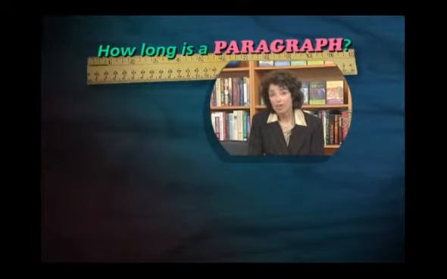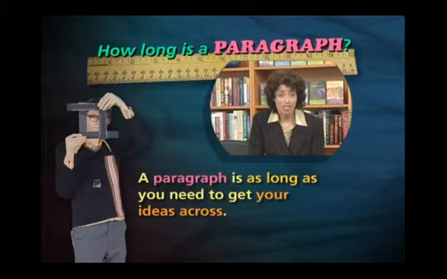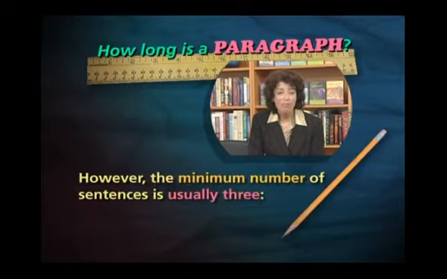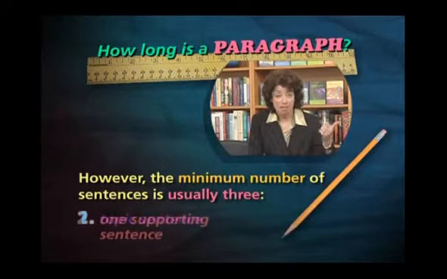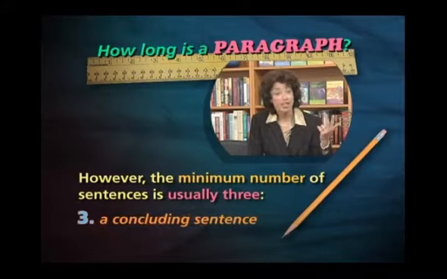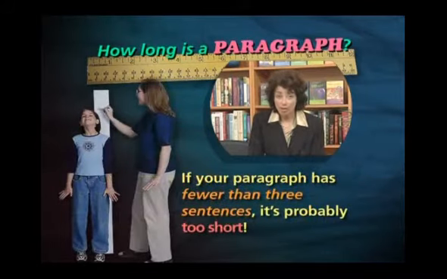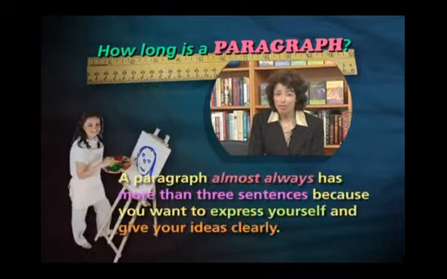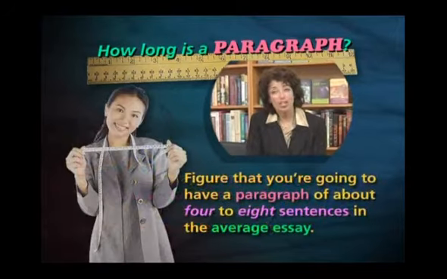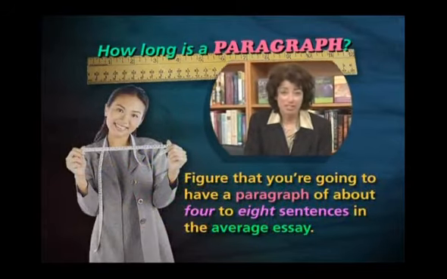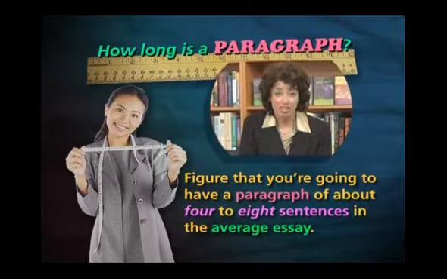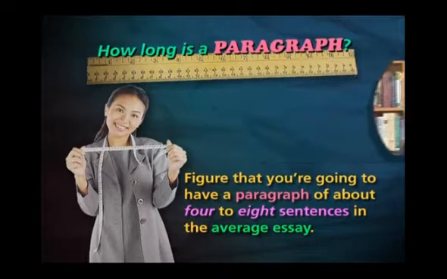How long is a paragraph? Well, a paragraph is as long as you need to get your ideas across. However, the minimum number of sentences is usually 3. Your topic sentence, 1 supporting sentence, and a concluding sentence. If your paragraph has fewer than 3 sentences, it's probably too short. But a paragraph almost always has more than 3 sentences because you want to express yourself and give your ideas clearly. Figure that you're going to have a paragraph of about 4 to 8 sentences in the average essay. That'll give you enough time to explain your ideas.